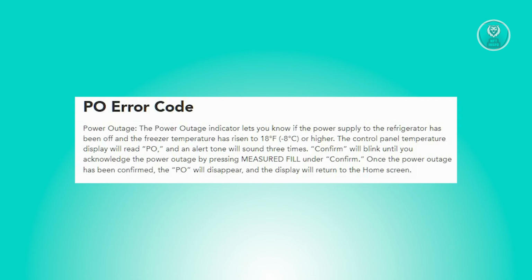Additionally, the confirm prompt will flash until you acknowledge the power outage by pressing the measured fill button under the confirm section. Now, once you confirm the power outage, the PO indicator will vanish and the display will revert to its home screen. And that's about it. So it's actually pretty easy to fix. Just follow the steps and you should be good.